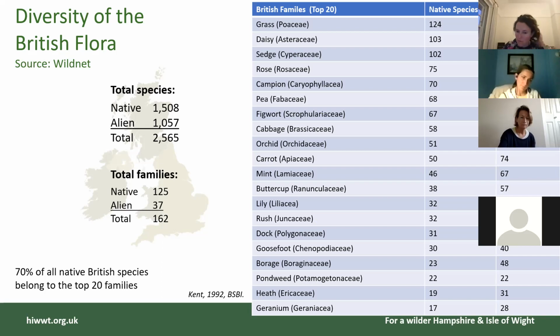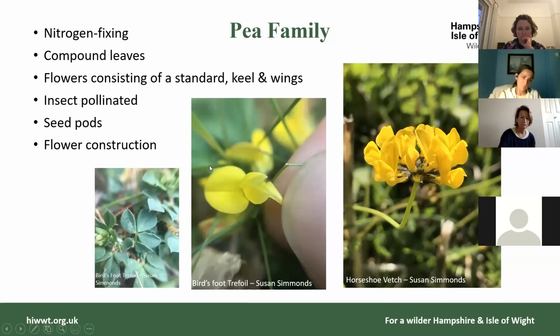So what I thought I'd do is just talk to you about a couple of really common plant family groups that we've got here in the UK that you're really likely to see in the school grounds, or just in the garden, or on the roadside verge, and why they are in that family.